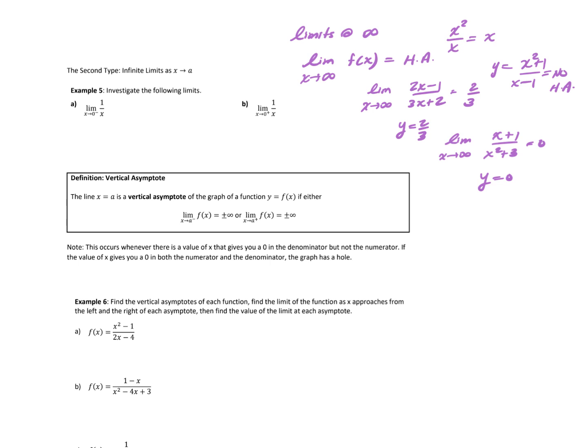Now in this video, we're going to talk about vertical asymptotes. That's where limits go to infinity. If I have a vertical asymptote here, let's say x equals 1, my graph goes like that, and maybe goes like that. As I move towards 1 from the left, my graph's going to positive infinity. As I move towards 1 from the right, it's going to negative infinity. So that's what we're going to discuss today.